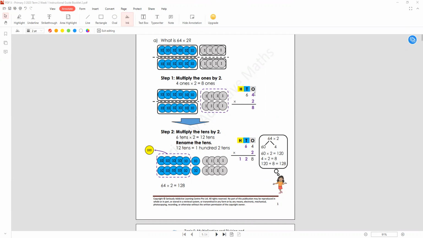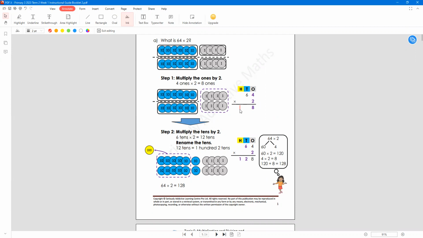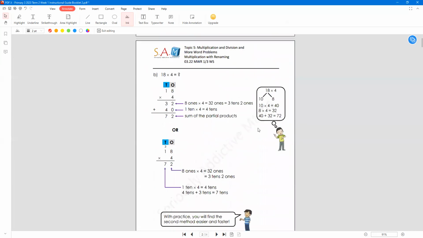2 times 4 ones equals 8 ones, right? 2 times 6 tenths equals 12 tenths. So 12 tenths, you have to write it that way, right? 12 tenths is also equal to 120. Okay, so please explain that way. I suppose this one will require a bit more practice. Okay, but that's fine.